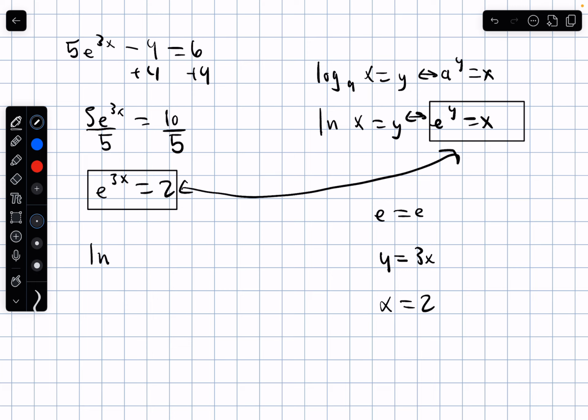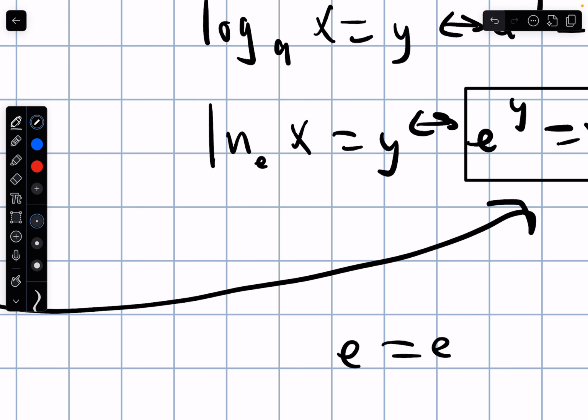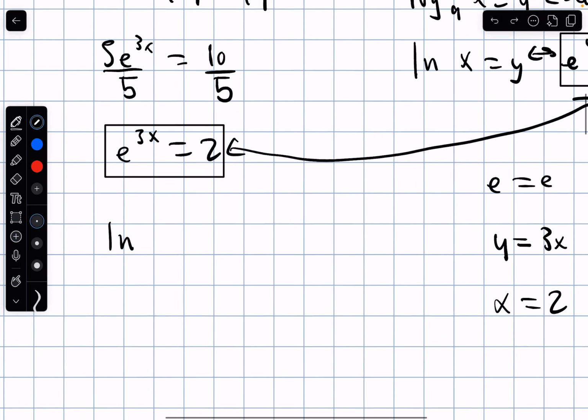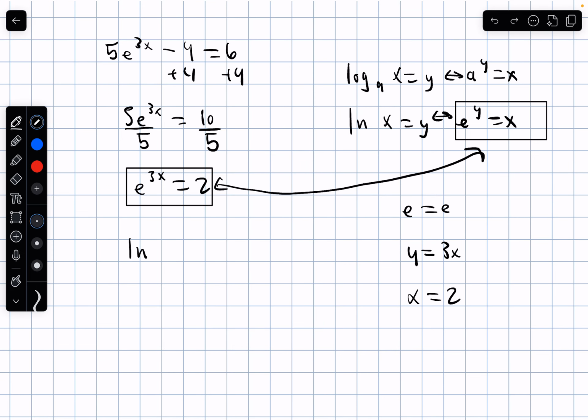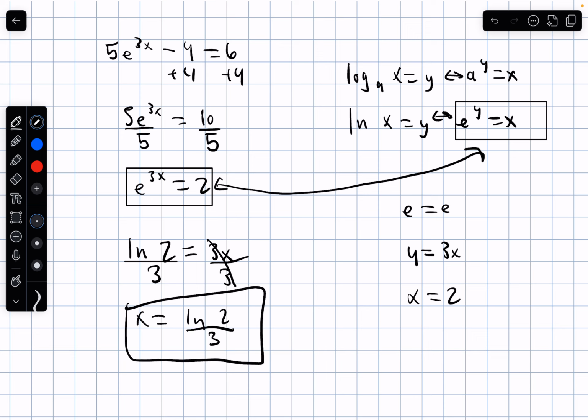So ln, which has an implied base of e, so it's essentially the same as log base e. We're going to use ln of x, which is 2, equals 3x. And now we're just going to simplify it in terms of x. Like I think I've been saying throughout, simplify in terms of natural log. I mean in terms of x, my bad. We're just going to divide both sides by 3. And x equals natural log of 2 over 3. And this is our final answer.